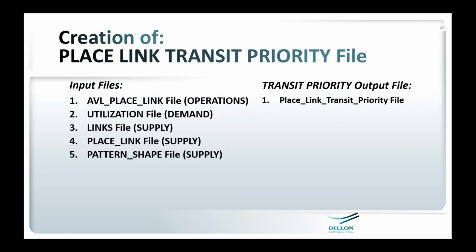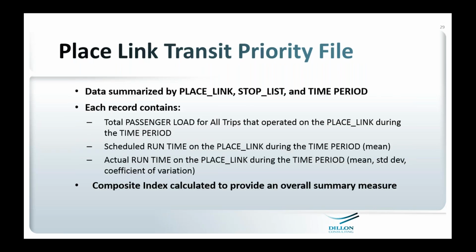So to put it all together, we created a place link transit priority file, and that was combining the place link file that we just talked about from operations, the utilization file from demand, and the links, place link, and pattern shape file from the supply data set. So the pattern shape we needed in order to draw these on a map. And that created a place link transit priority file.